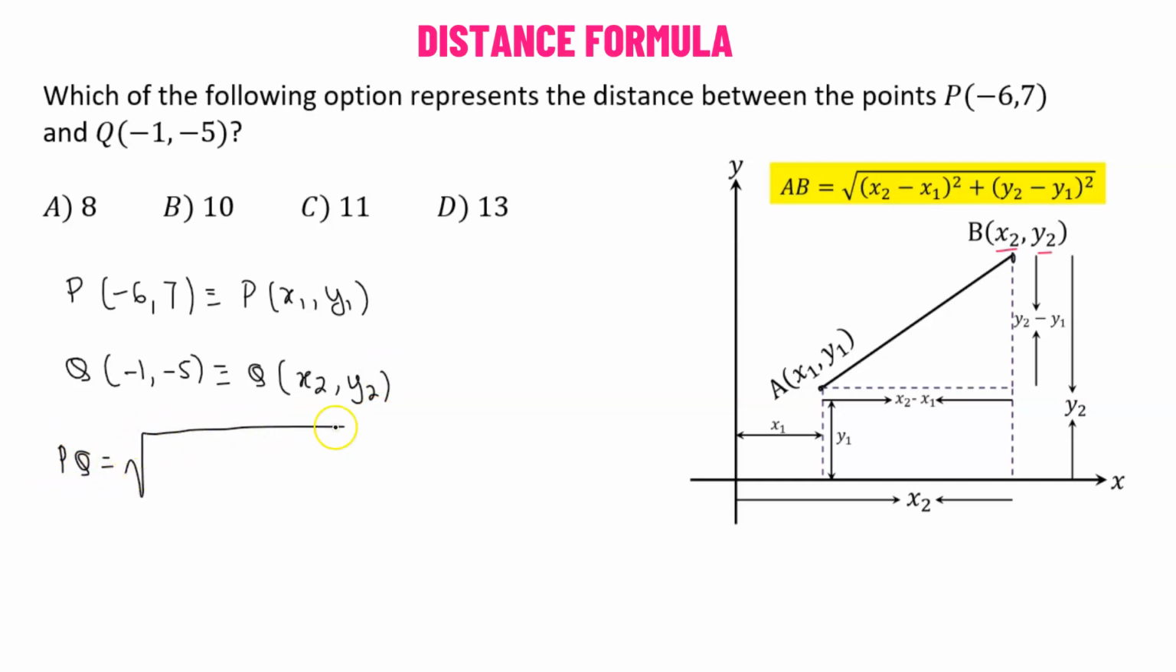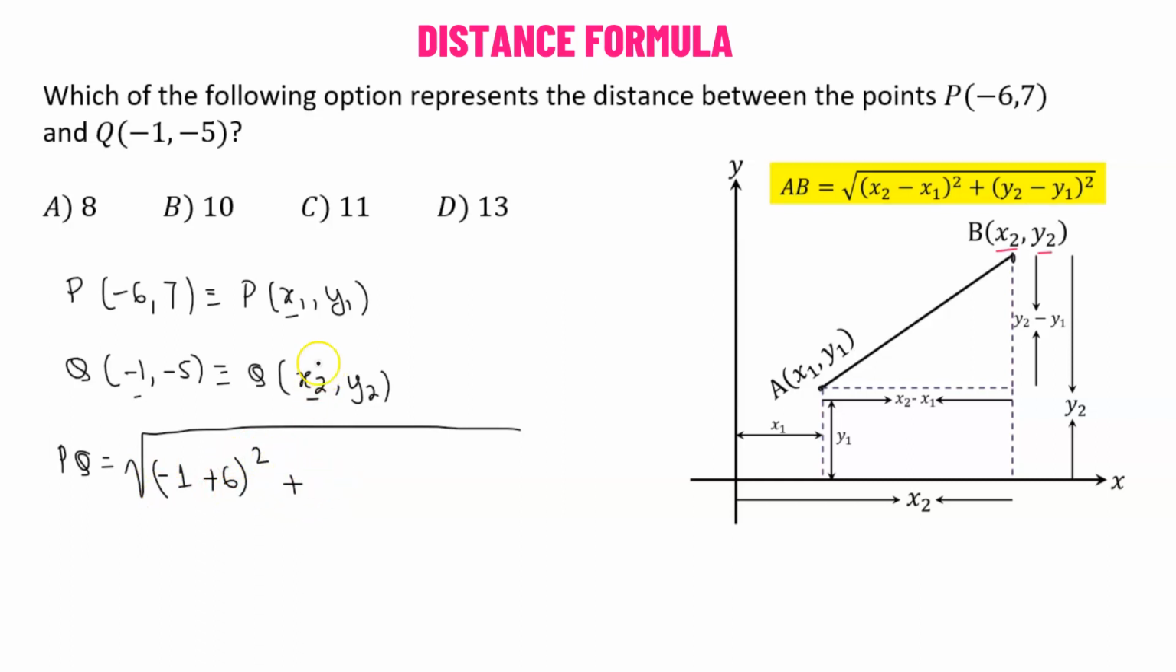PQ will then be equal to the square root, and underneath the square root what we need is the difference of the x coordinate. That means x2 minus x1. So x2 corresponds to -1. So we have -1 minus x1. That's going to be negative of -6, so that makes it positive. So we have -1 plus 6, whole square.